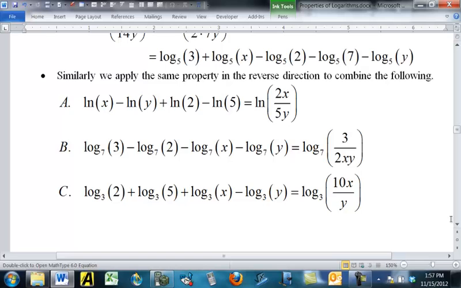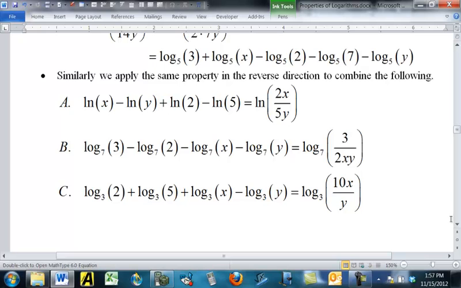Similarly, the last one is all log base 3, so we can put it together. Everything is the same base, that's part of it. And then the other thing is that all the coefficients are 1 or negative 1. 3 of them have a coefficient positive 1, so those 3 go to the top. 2 times 5 times x. 2 times 5 is actually 10, so that's 10x for the top, and then the y goes to the bottom.